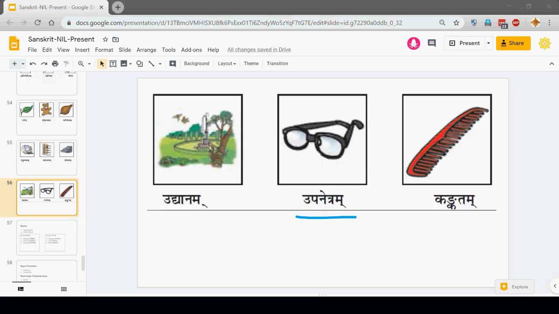Next one. Upanetram. Upanetram is eyeglass, reading glass. Okay. Next one. Kankatam. Like Sangeeta or Sanganaka, similarly we have the nga consonant part here, and following that we have ka. Kankatam is a comb.